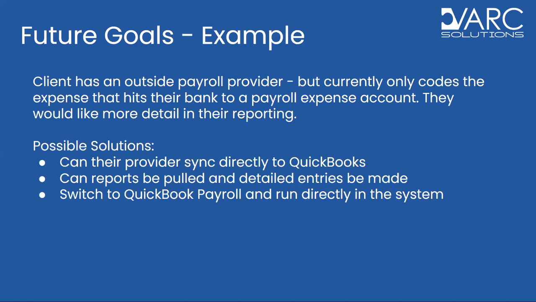So one of my examples is a client has an outside third-party payroll provider, and it does not sync with QuickBooks. So they are coding their expense to wages, and that's kind of it. They want more detail in the reporting. So let's talk about a couple of possible solutions. Some payroll providers can link directly with QuickBooks and will bring that info in with a sync function. If a sync can't be set up, can payroll reports be run from the provider and then subsequently entered into QuickBooks? Maybe you enter checks, maybe you enter journal entries. There's a couple of different ways.